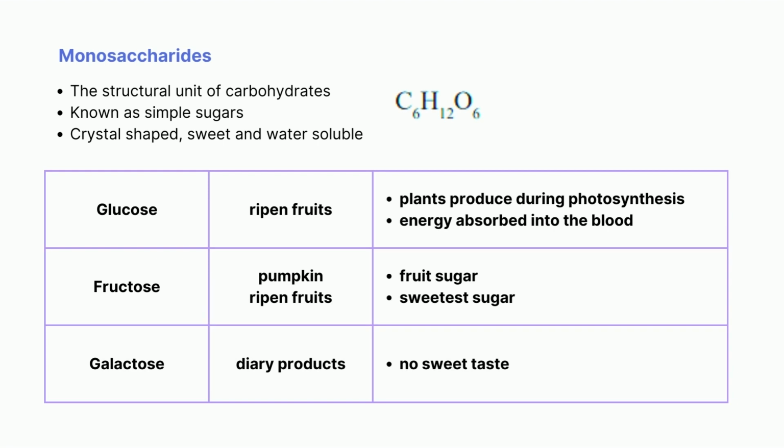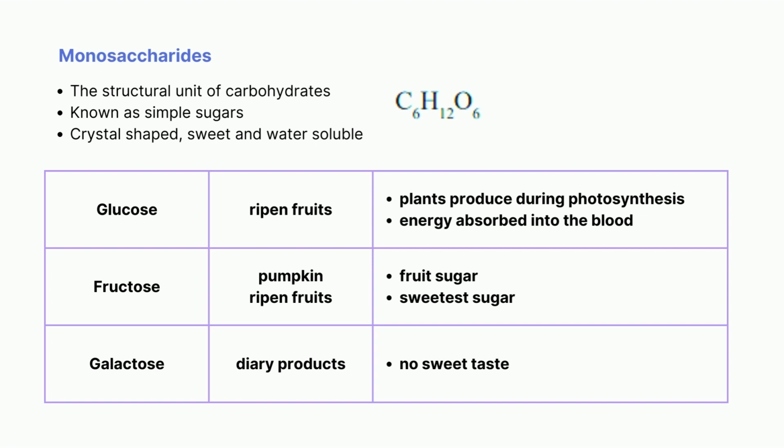The first one, glucose, is present in ripened fruits. All of you would have eaten fruits, and I am sure you love fruits. These fruits have a sweet taste because they contain glucose. Now we will see some facts about glucose. As you all know, during photosynthesis the green plants produce glucose, so that is how glucose is mainly produced. When glucose is produced within the body, after digestion it gets absorbed into the bloodstream, and the blood transports the glucose as energy to the cells when required.